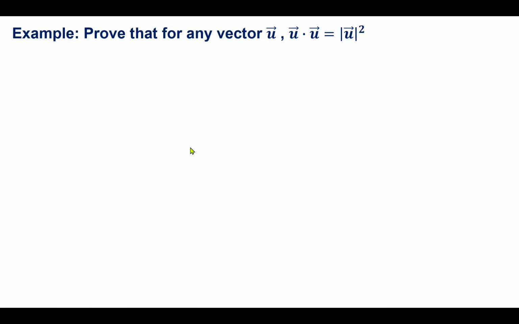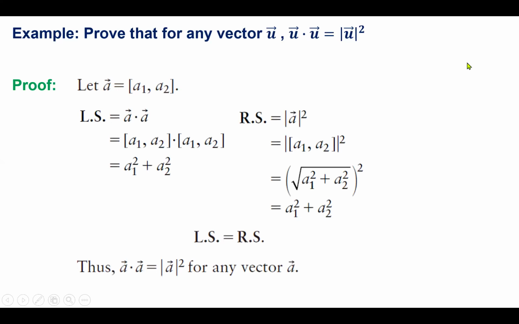Okay, have you finished? Any ideas? Okay, let's have a look at the solution together. So we can let a vector A be (A1, A2), right? The two components are A1, A2.